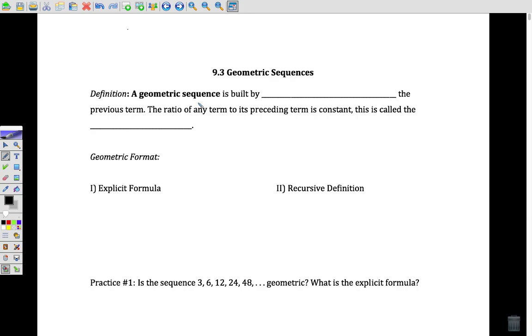So last time we talked about arithmetic sequences, and today we are talking about geometric sequences. The difference between an arithmetic sequence and a geometric sequence is how we get from one term to the other. In arithmetic, we would add or subtract to get the next term. In a geometric, we multiply or divide the previous term to build a sequence. So this type of sequence is built by multiplying or dividing the previous term.